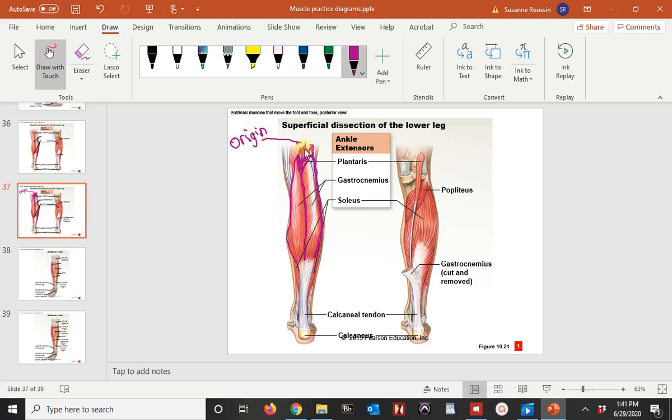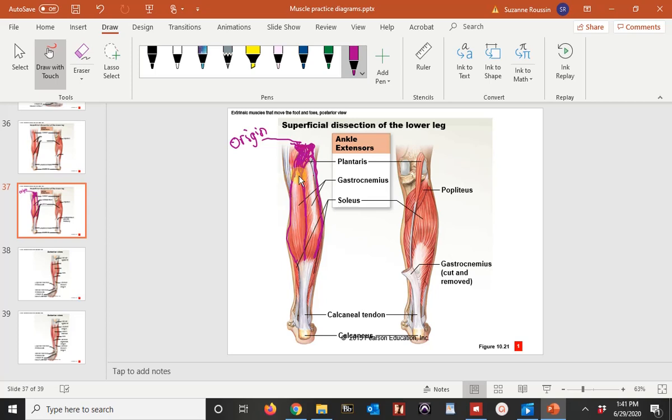Now, where do they attach? The gastrocnemius attaches on the condyles of the femur. So I'll show you what that looks like here in a minute. They pretty much attach to the bottom of the femur on the medial and lateral side of the femur.